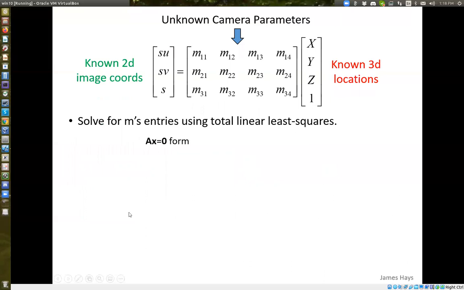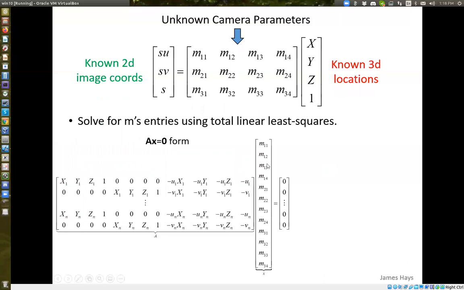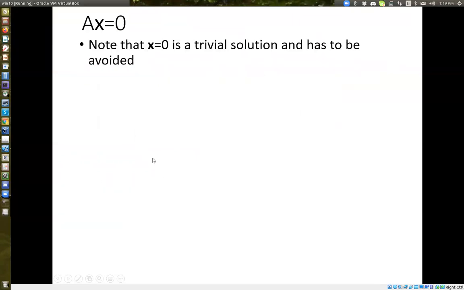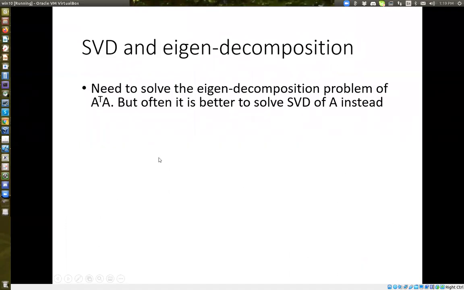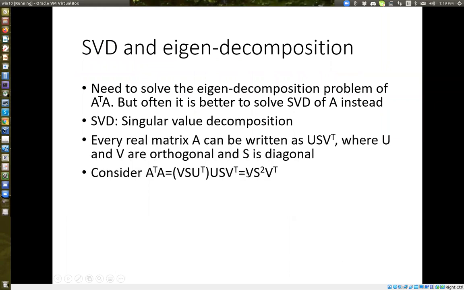Therefore, you can just form a system of equations like before, where we have some A m equal to 0. And remember how we solve that. We can find the singular vector of the minimum singular value, and that is basically the solution. This is repeating what we talked about before. So therefore we use SVD. We can solve that.